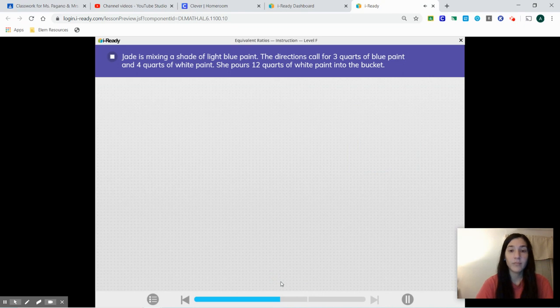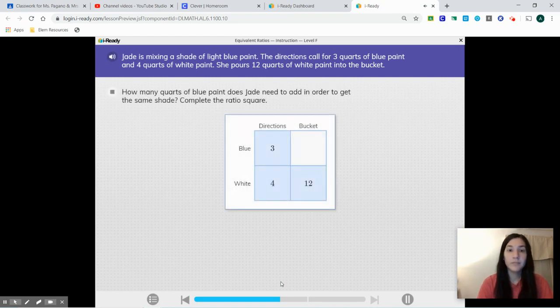Jade is mixing a shade of light blue paint. The directions call for 3 quarts of blue paint and 4 quarts of white paint. She pours 12 quarts of white paint into the bucket. How many quarts of blue paint does Jade need to add in order to get the same shade?